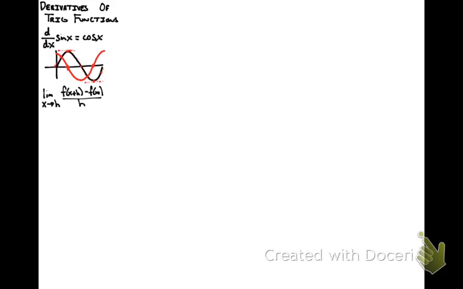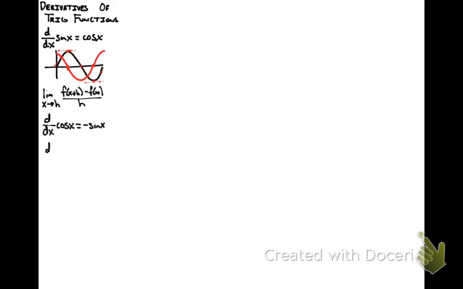Now the second one that is important, and they're all important, is the derivative of cosine x, and that is negative sine x. And I would want you to consider graphically why that must be true. Why do the slopes of the tangents of cosine look like a reflected sine graph?